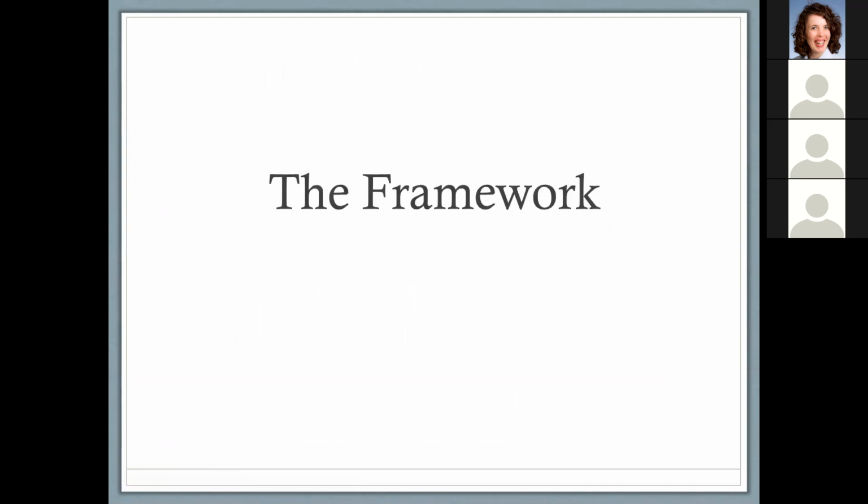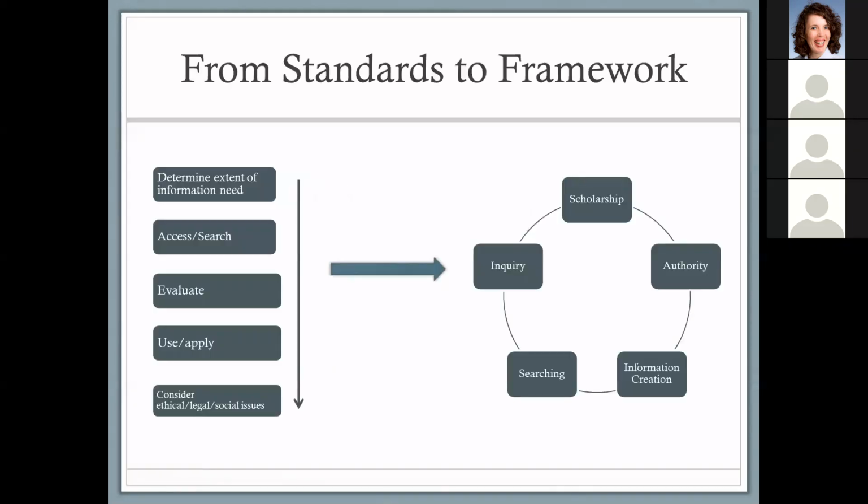So with that as background, I want to talk now about the framework and how the task force started thinking about creating it as a successor to the standards. Many of you may be familiar with the ACRL standards, which have been around for about 15 years now. They were first published in 2000, and they marked a really major advance for us.